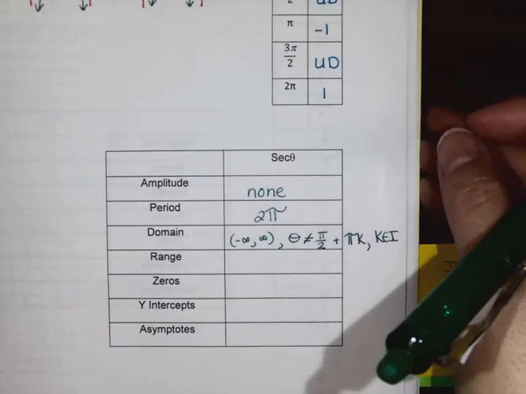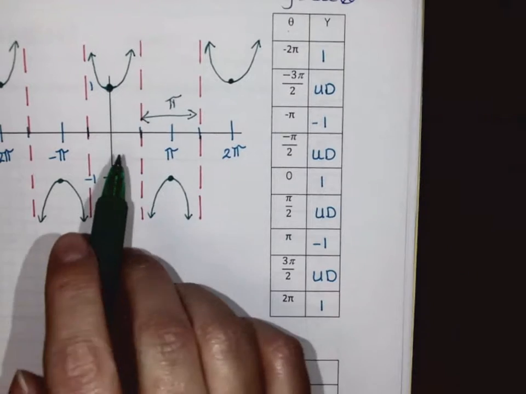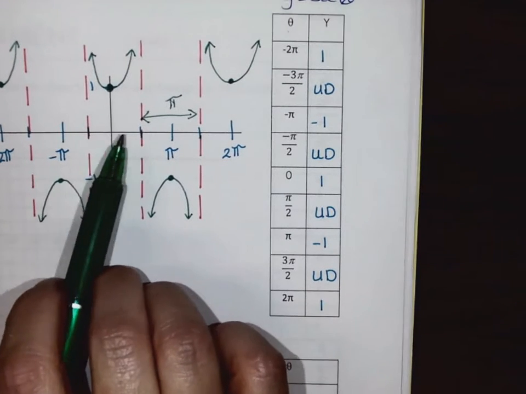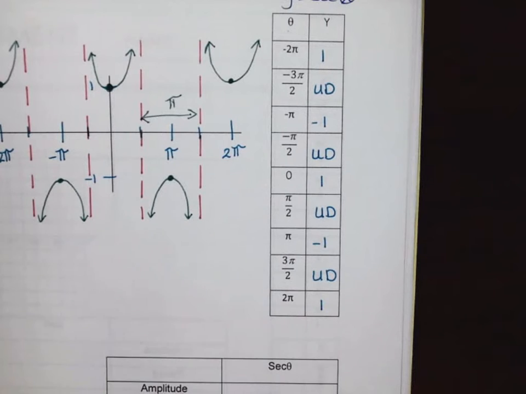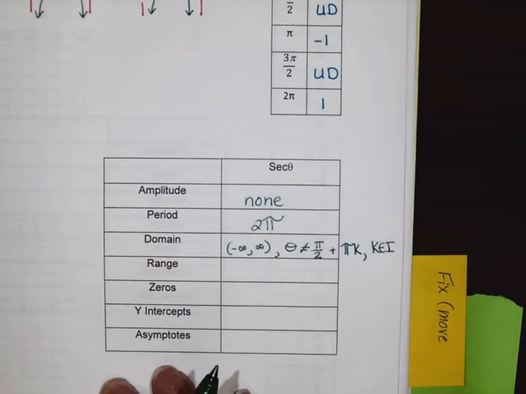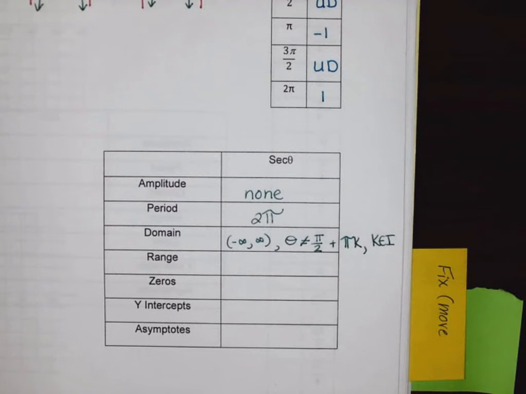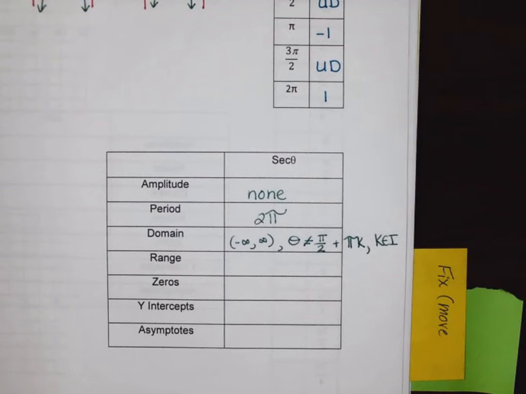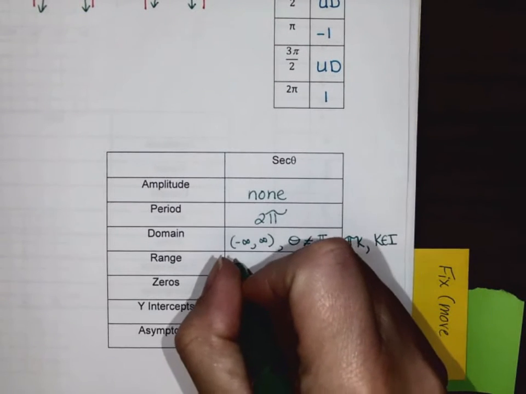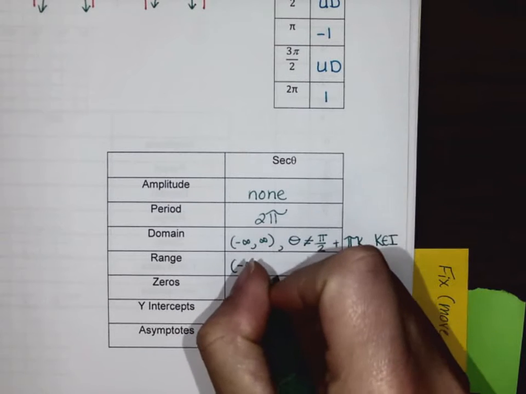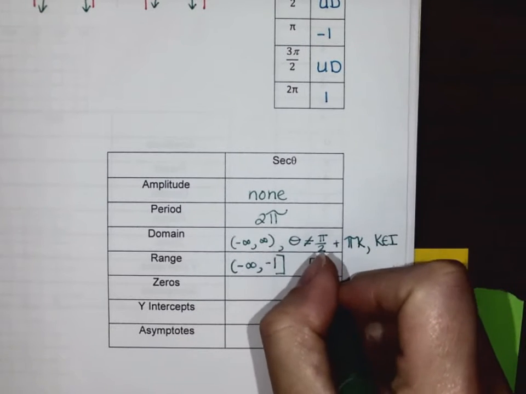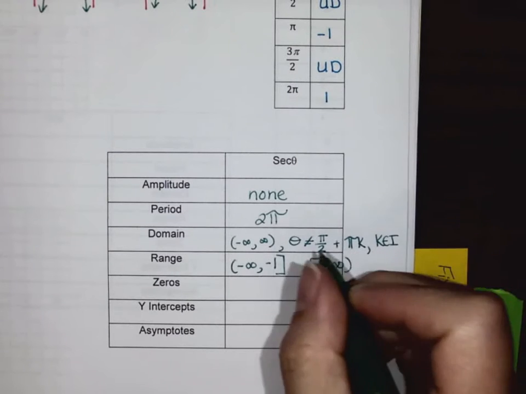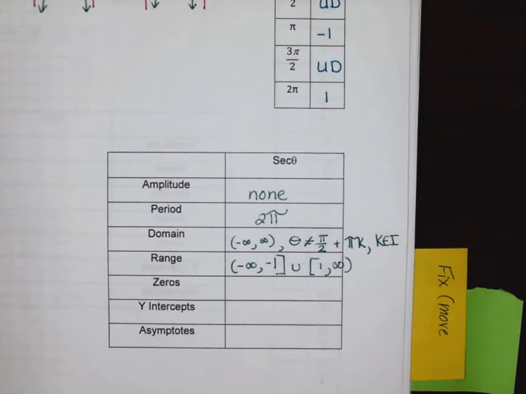Because it was my very first positive asymptote. In sine, our first one is on the y-axis, so it's 0. Okay. Range? Another weird one, right? So we're going to go to negative infinity to negative 1, and negative 1 is included, and then positive 1 to positive infinity in unison.